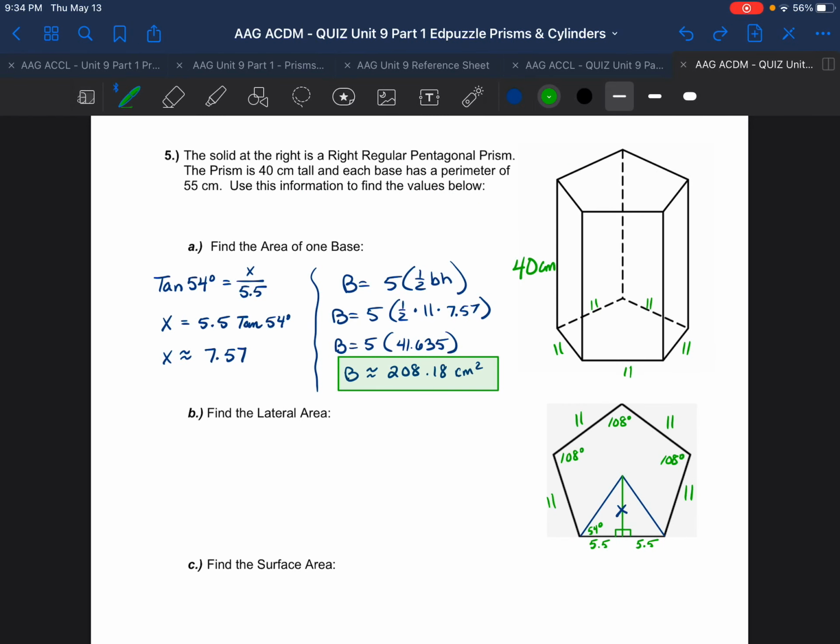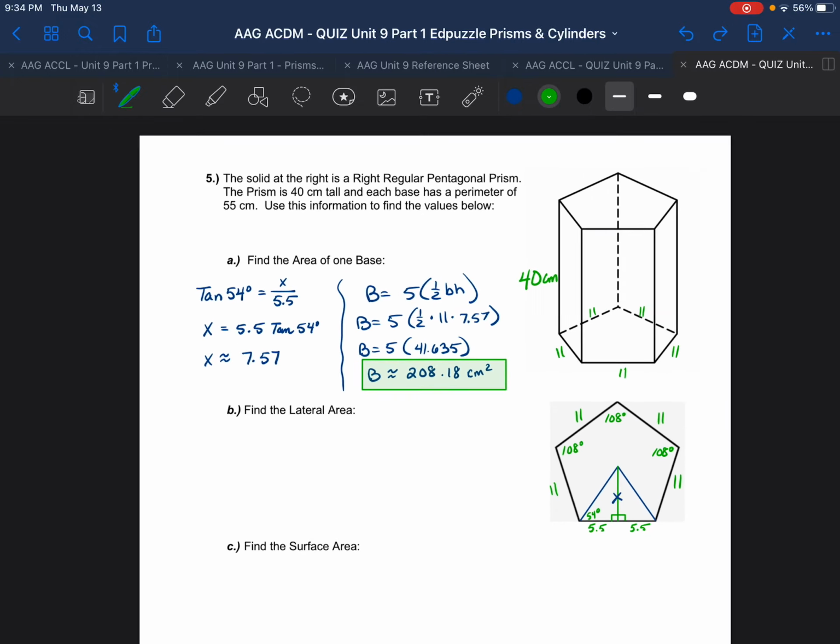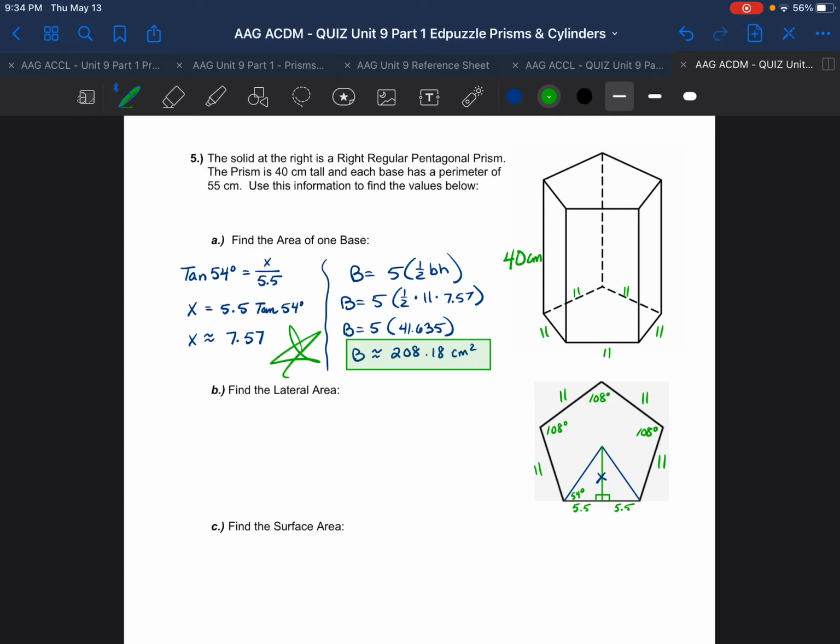Okay, so we end up using the tangent function, right? Tangent of 54 equals x over 5.5. All right, so check your work out. You can hit pause as usual, right? But we find out that the area of one base is roughly 208.18 centimeters squared. All right, we're on to the next part. Part B here, right? And remember, guys, just fix this if you got it wrong. It's okay. Don't get discouraged.